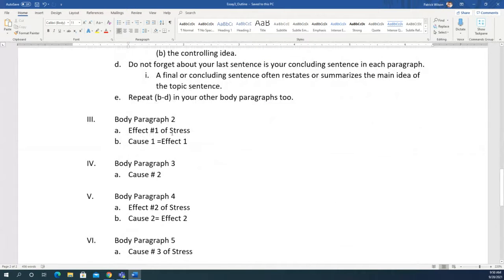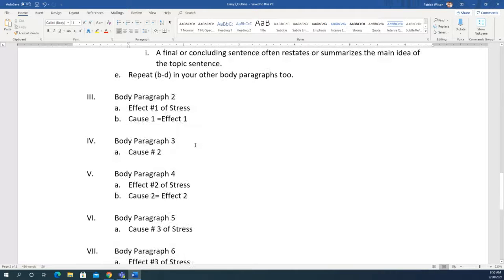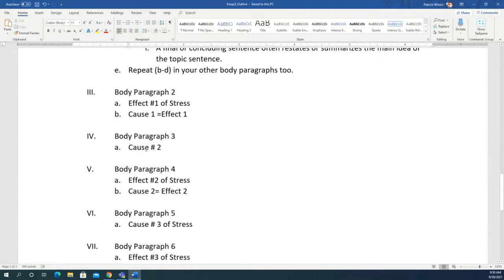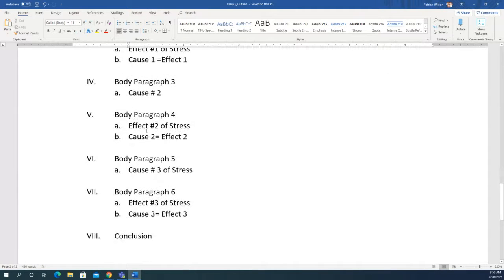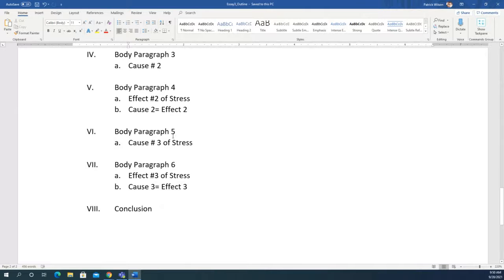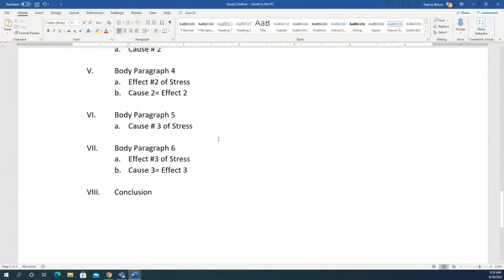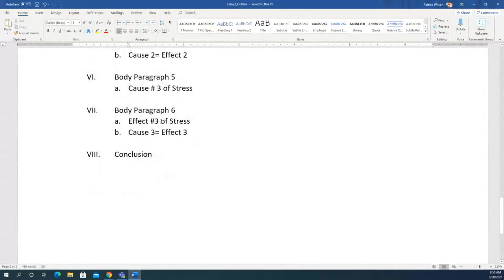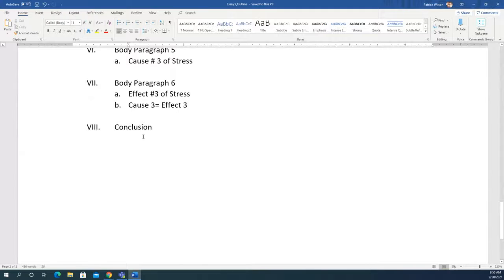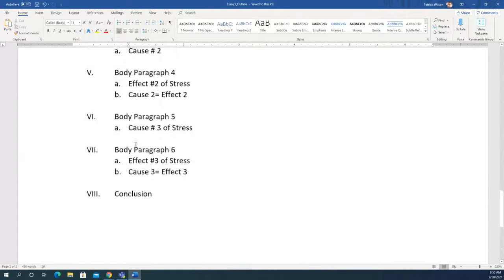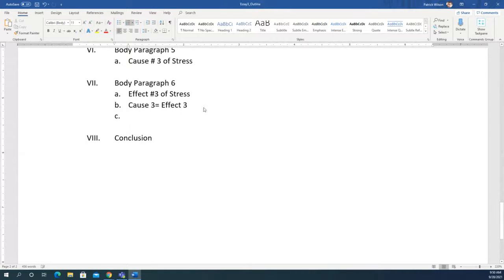So when we look, body paragraph 2 is going to be effect 1. As I say here, cause 1 equals effect 1. Body paragraph 3, cause 2. Body paragraph 4, effect 2 of stress. So cause 2 equals effect 2. Body paragraph 5, cause 3 of stress. Body paragraph 6, effect 3 of stress. Cause 3 equals effect 3. And then conclusion.